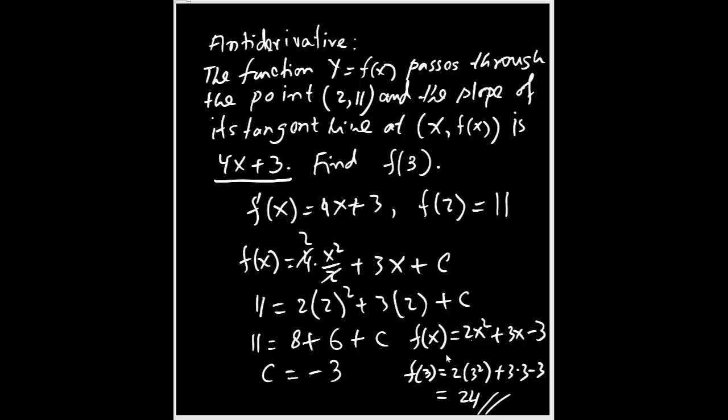So since f of x is 2x squared plus 3x minus 3, now we're looking for f(3). So we need to replace x by 3. After simplification, we get f(3) is 24. So that means (3, 24) is another point on the function. We are done.